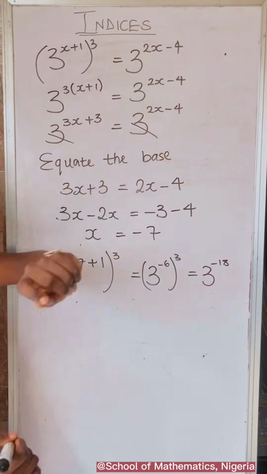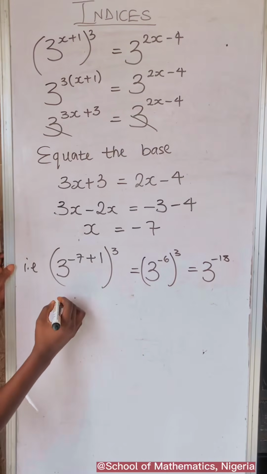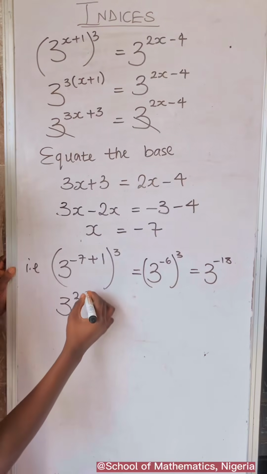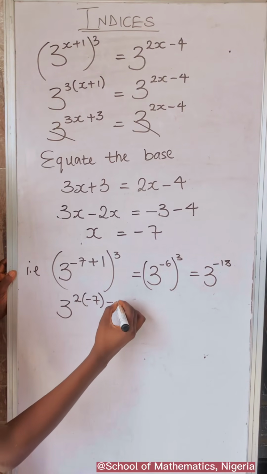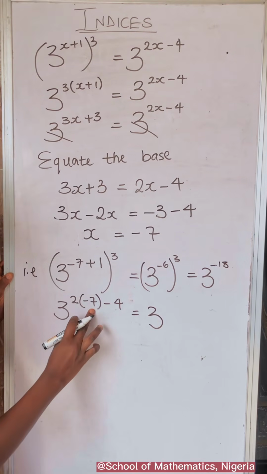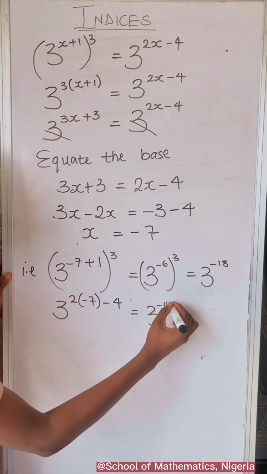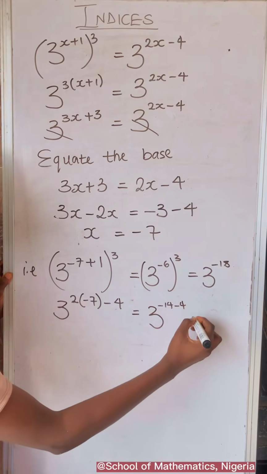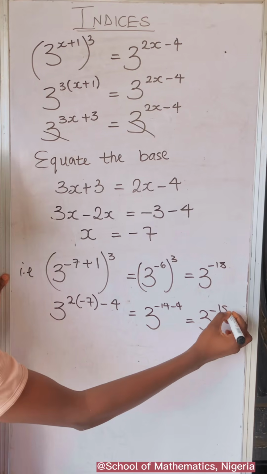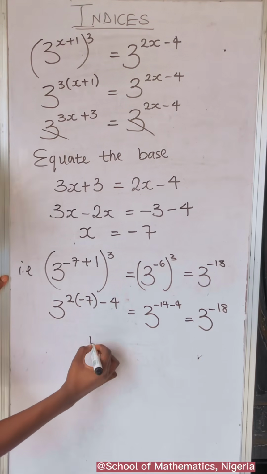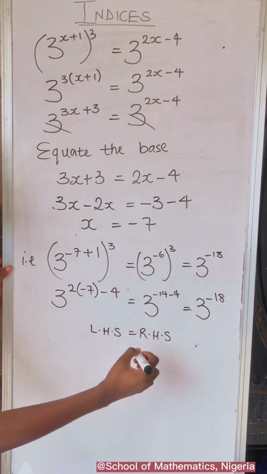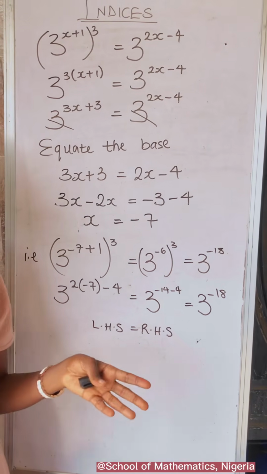Now let's check if it satisfies the right hand side. So we have 2, wherever you see x, you put the value for x, minus 7, and then you have minus 4, right? So 2 times minus 7 is minus 14, minus 4. And then you have minus 14 minus 4 to give you minus 18. So since the left hand side is equal to the right hand side, the value of x is correct and you can submit your answer.